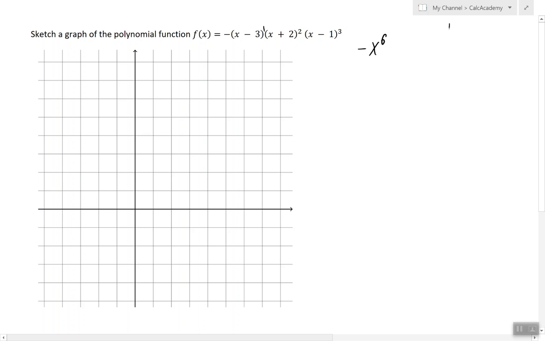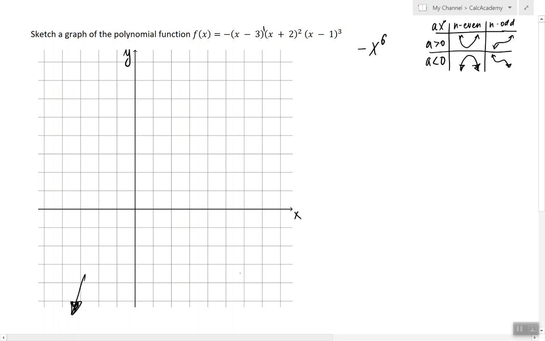That means that according to this chart, the end behavior will be the following. So here's the chart. Since the leading coefficient is negative and the degree is even, we're going to have this end behavior. So when it comes to graphing, our graph will be going to the -infinity here and to the -infinity here.